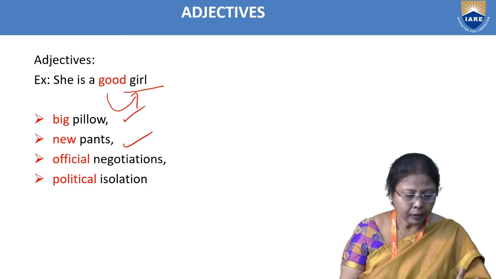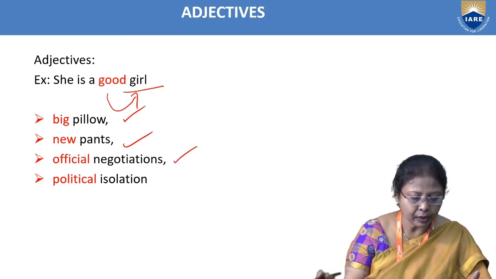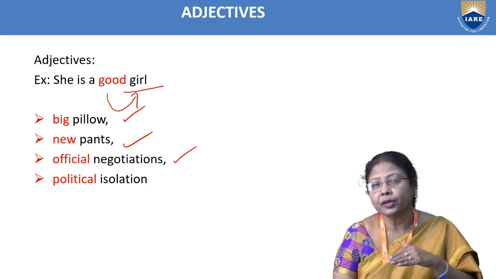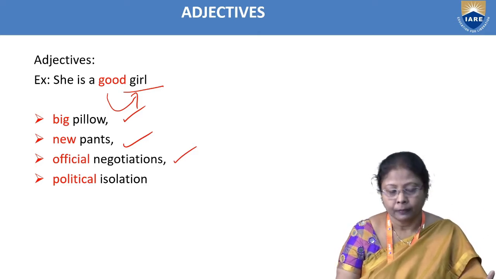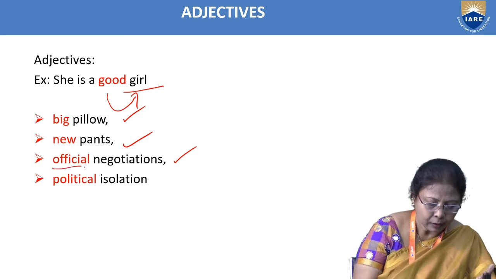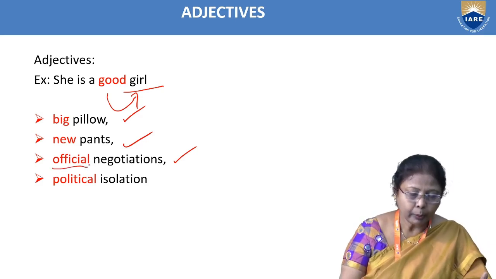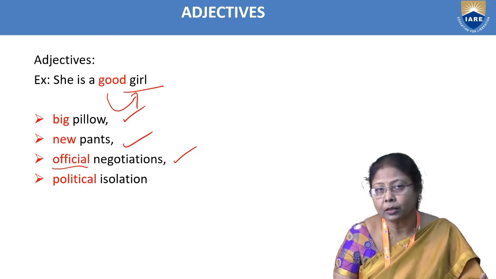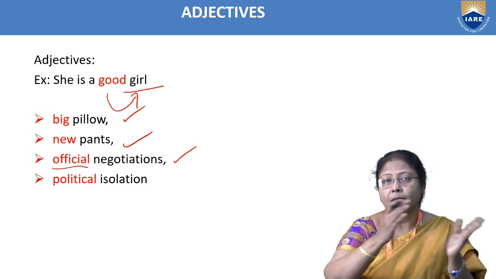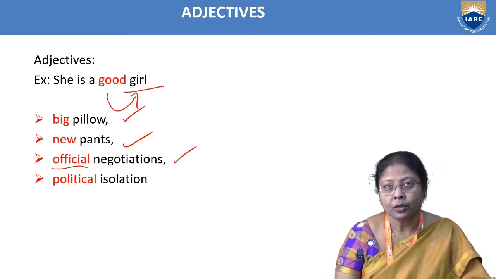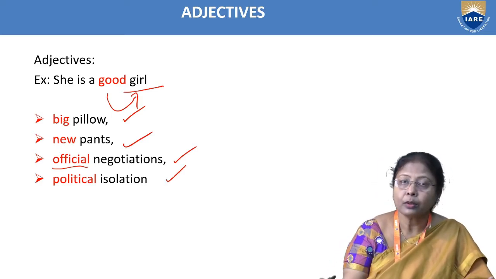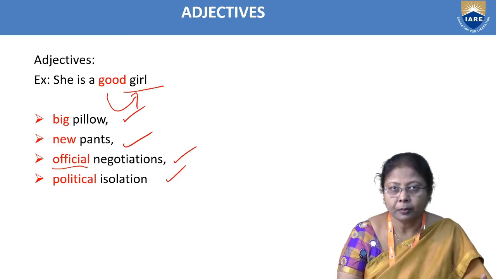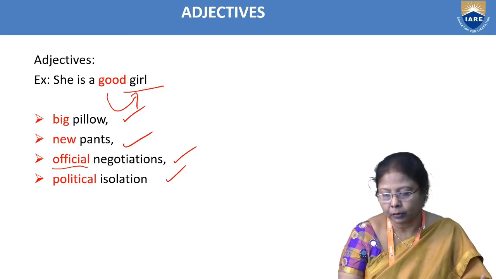Then the next one is official negotiations. What sort of negotiations? Official negotiations. So official acts as an adjective here. And then political isolation. Isolation is a noun. What sort of isolation is it? It's a political isolation. So in this way, adjectives also act as determiners in the modification of a noun. Okay.